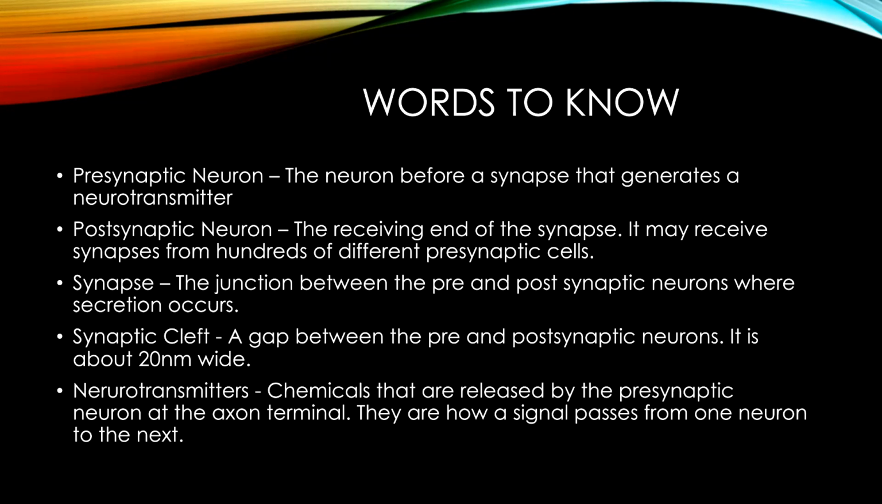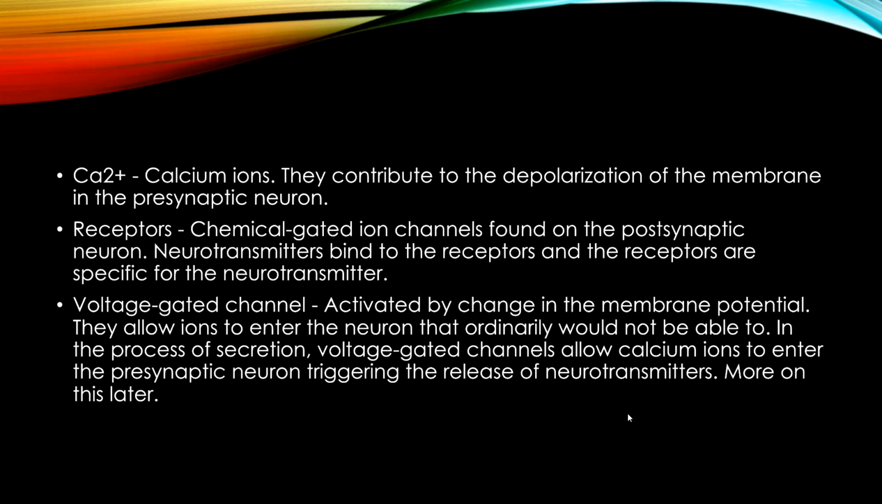Neurotransmitters are chemicals that are released by the presynaptic neuron at the axon terminal. They are how a signal passes from one neuron to the next. Calcium ions contribute to the depolarization of the membrane in the presynaptic neuron. Receptors are chemical gated ion channels found on the postsynaptic neuron. Neurotransmitters bind to the receptors, and the receptors are specific for the neurotransmitter.